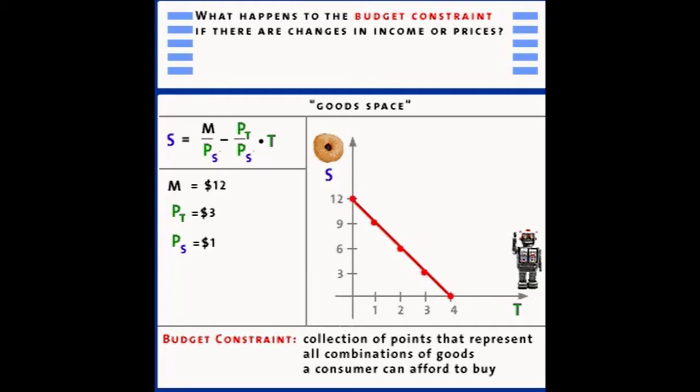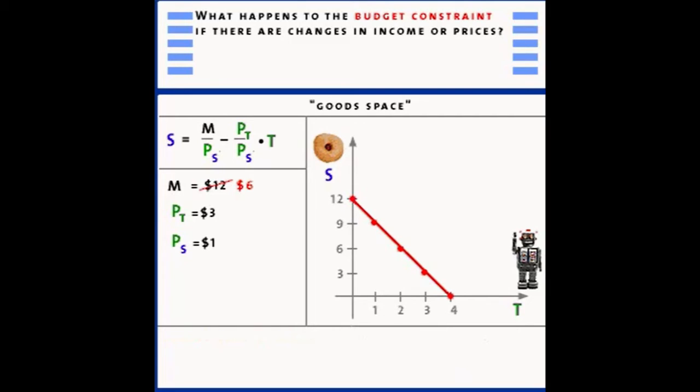Let's suppose instead of having $12 worth of income, you only have $6 worth of income. In that case, how many snacks could you afford to buy? That's right, 6. And how many toys could you afford to buy? $6 divided by $3 per toy is only 2 toys. Now, the relative prices of toys and snacks are still the same. We haven't changed them, only your income. The way we show a change in income in this picture is the budget constraint will shift. In this case, it shifts inward because your purchasing power has shrunk.